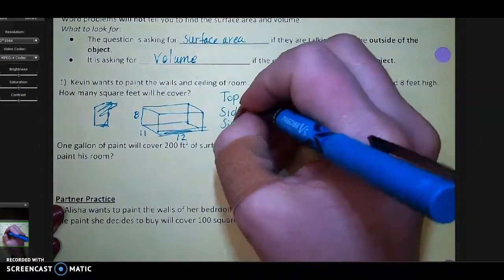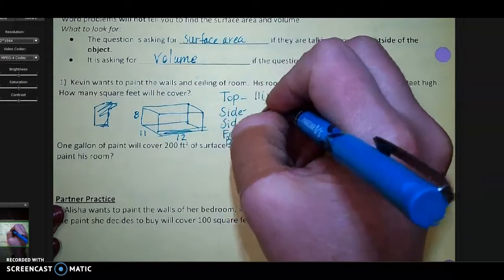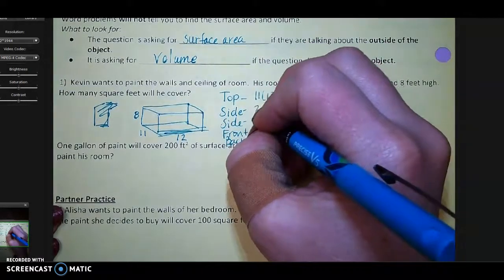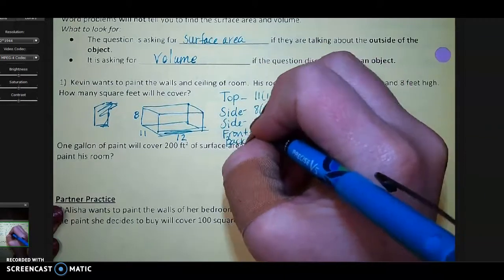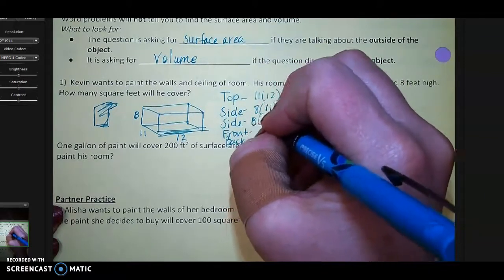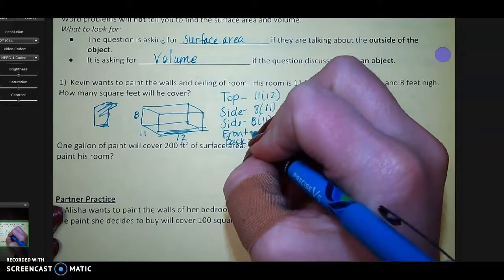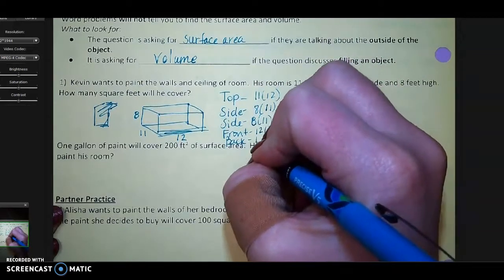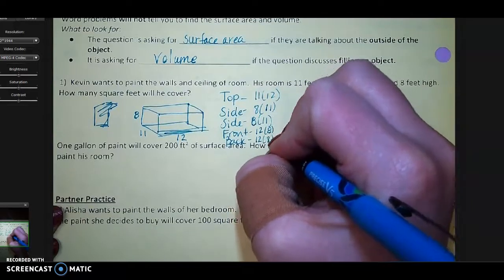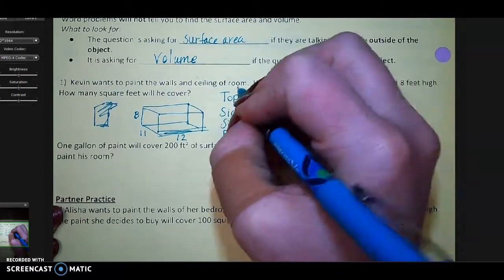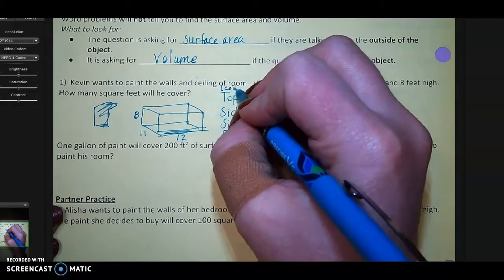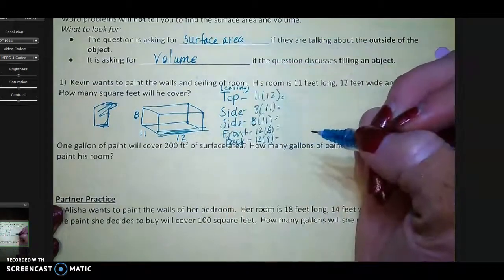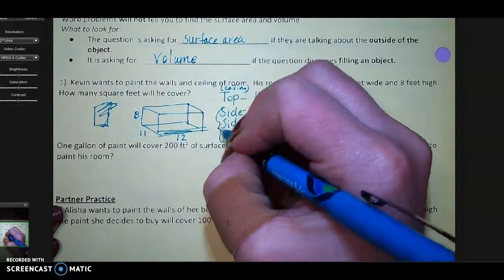So that top is going to be 11 times 12, and I'm only going to have one of those. My sides are going to be 8 by 11. And my front is going to be 12 by 8. And my back is going to be 12 by 8. And that top, remember, that is the ceiling. The sides and the fronts are the walls then. These are all different walls.